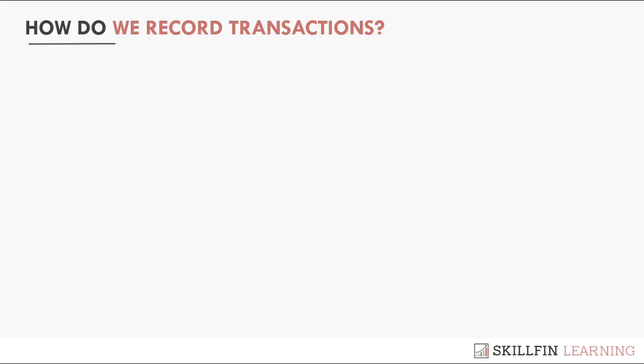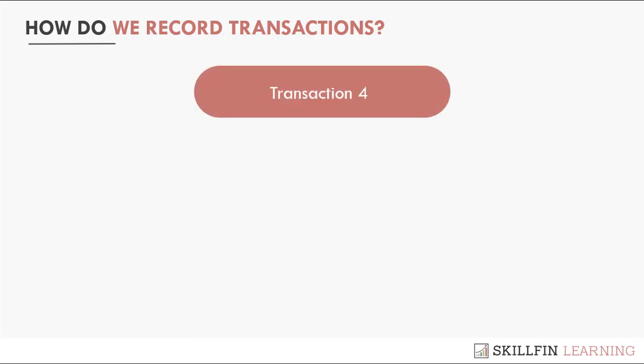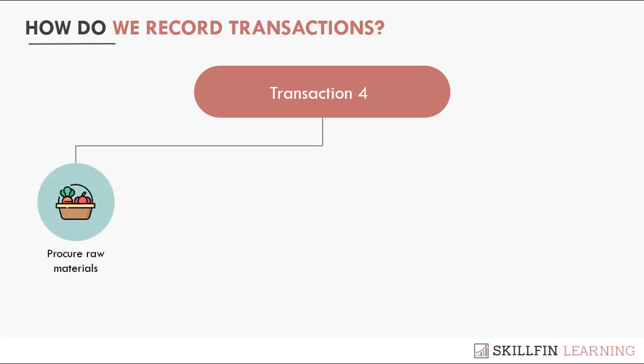Let us look at the fourth transaction in your new business. You realize that you need to buy some basic raw materials, that is milk and ice, to make the ice cream. This would cost you another $350.